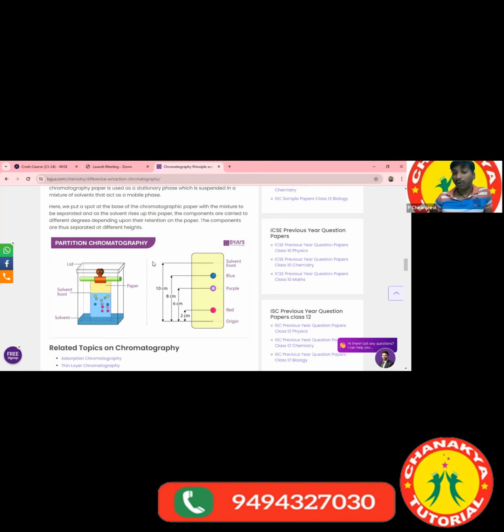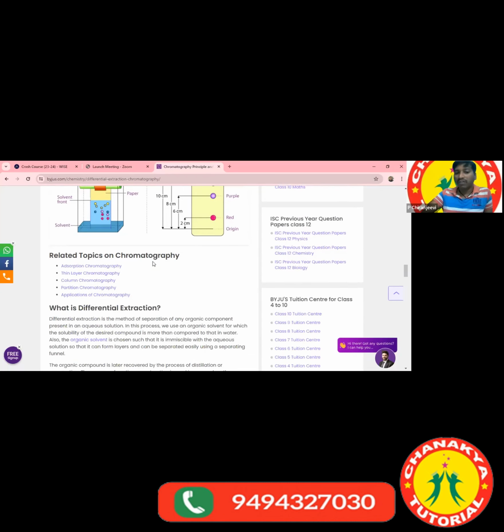After running the chromatography, if you are unable to find any colored spots on the paper, we have to spray the ninhydrin solution. Ninhydrin solution is sprayed for the detection of amino acids. So which solution do we place? Ninhydrin solution, for the detection of amino acids. So now you got the clarity. Yes, sir.